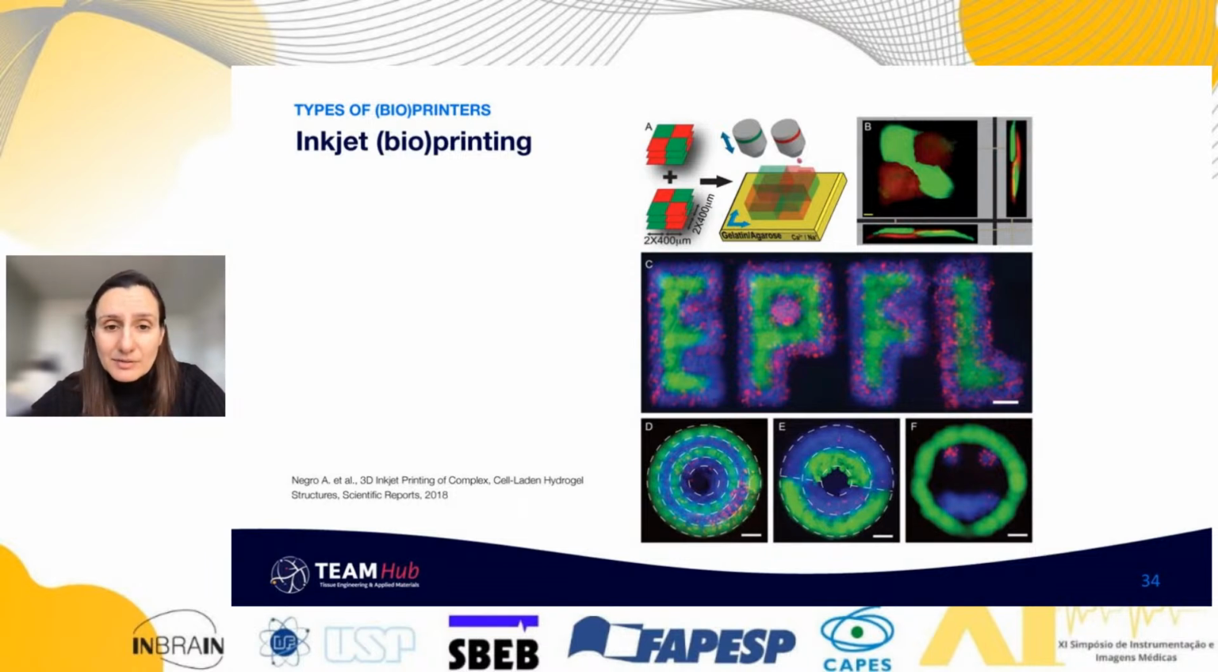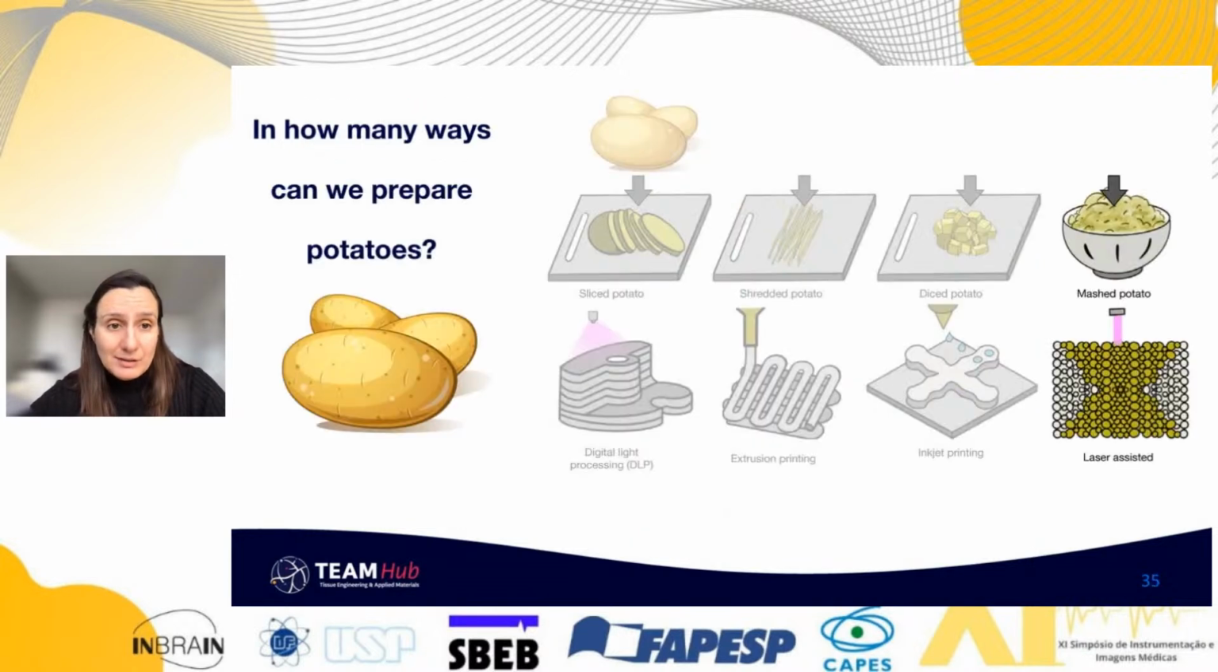Here are some examples of, for example, writing the letters, the acronym for this lab, or in this case, concentric circles being printed with different materials. Green was one material, and blue was a different one. You do have some control. It's not perfect, but it does a very decent job considering how fast you can print those structures.